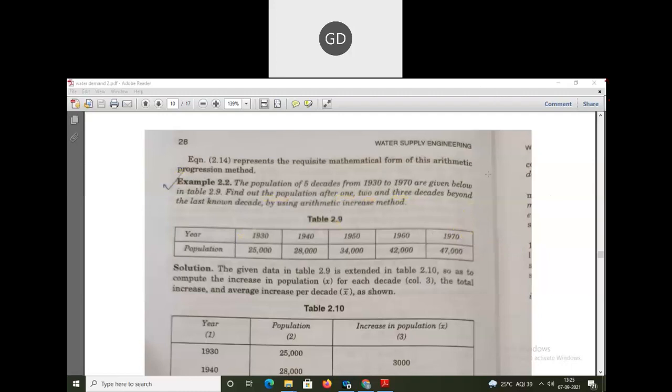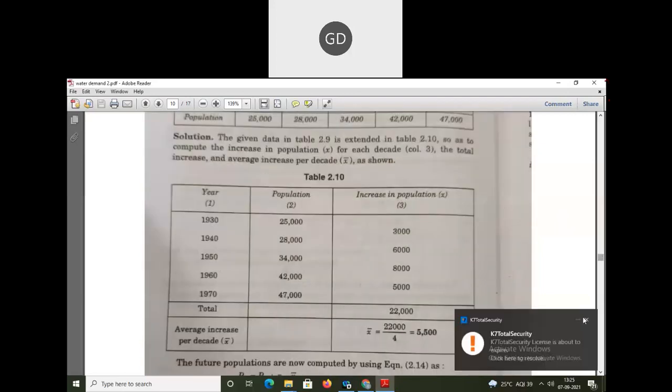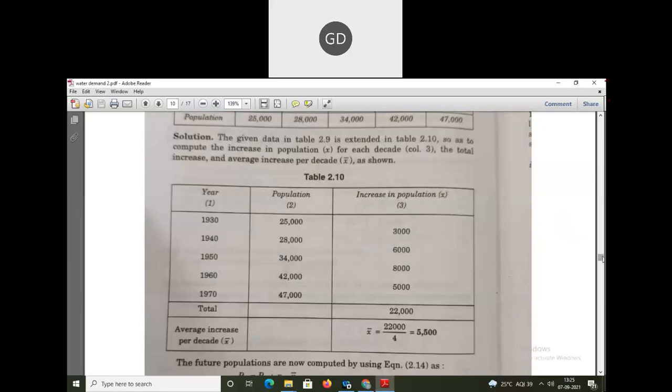Now you have to make another table for your arithmetic increase method. You have to remember how to make the table, and also remember the formula for the arithmetic increase method. The table is like this: the first column will be your year, whatever year is given to you. Then the second column will be your population, and the third column is your x, that is the x bar we have in the formula.